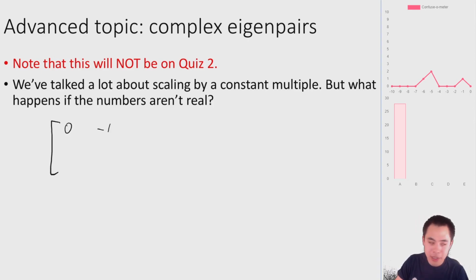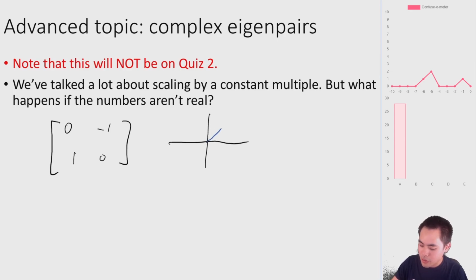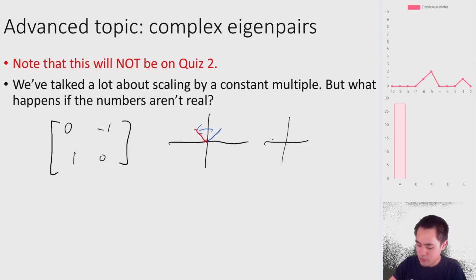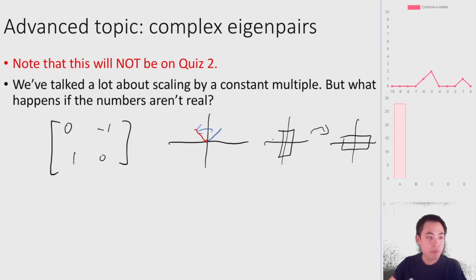So if you have the matrix 0, minus 1, 1, 0, this turns out to be a rotation operation. So if you have a vector here, that's going to rotate over by 90 degrees to a new vector there. And if you have a square, a rectangle, that's going to rotate into this rectangle.